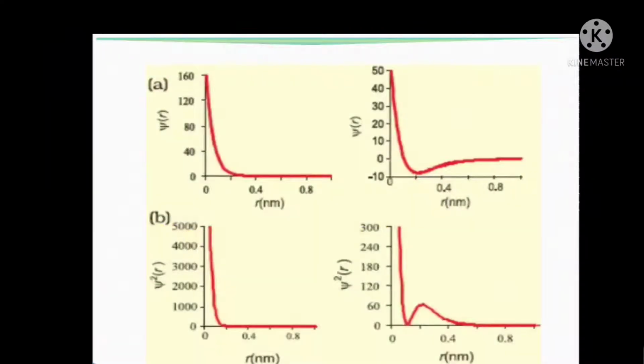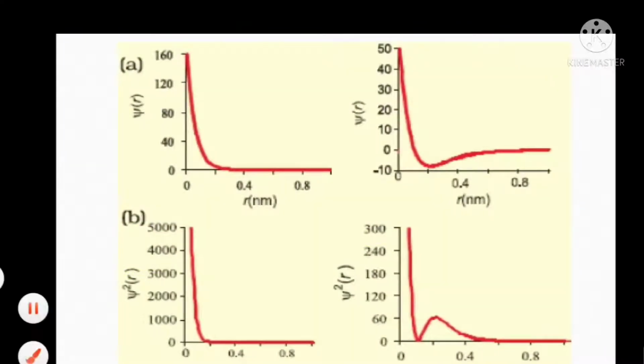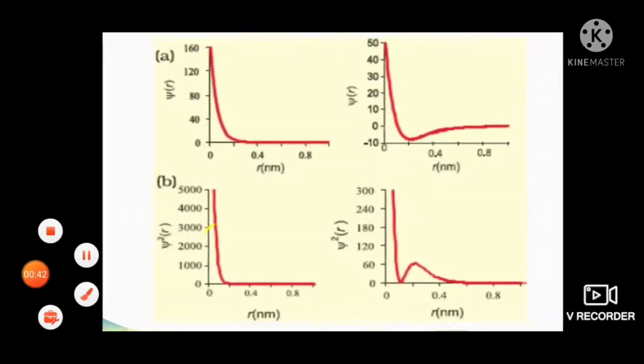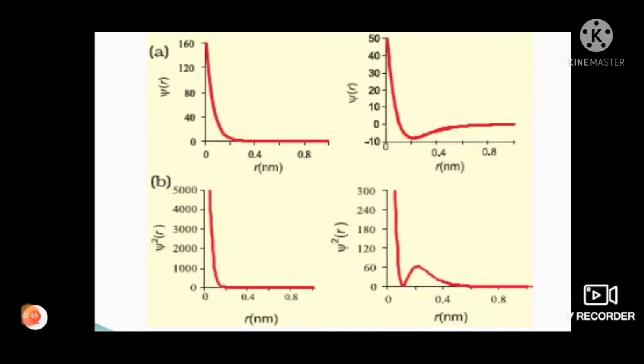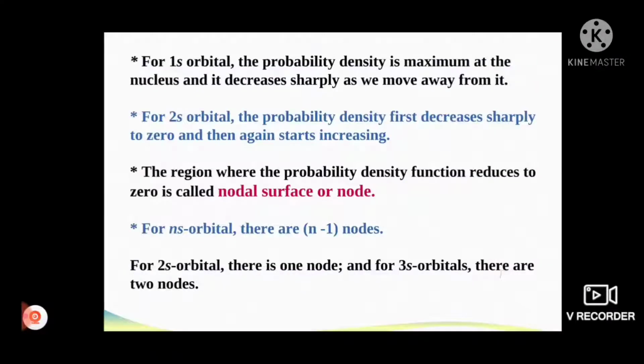Now we are going to discuss the shapes of the atomic orbitals. Observe the figure. The figure shows the variation of ψ and ψ² with r for the 1s and 2s orbitals. For the 1s orbital, the probability density is maximum at the nucleus and it decreases sharply as we move away from it. For the 2s orbital, the probability density first decreases sharply to 0 and then again starts increasing.